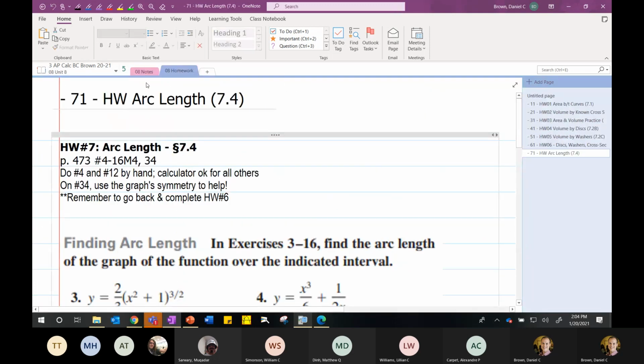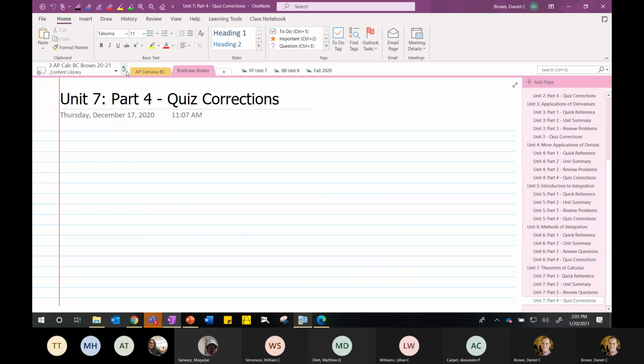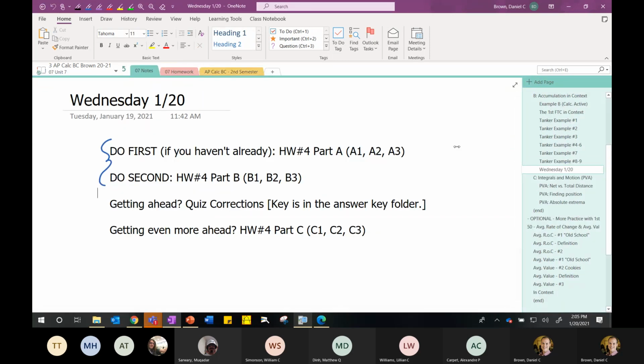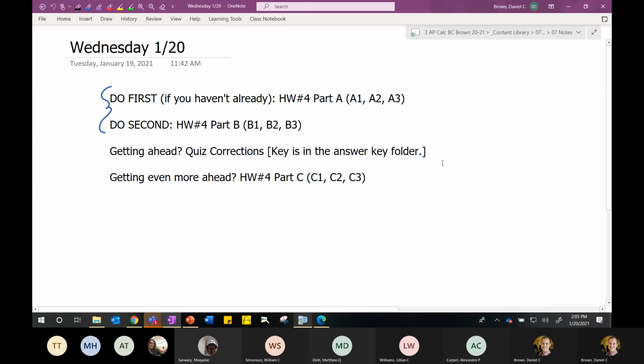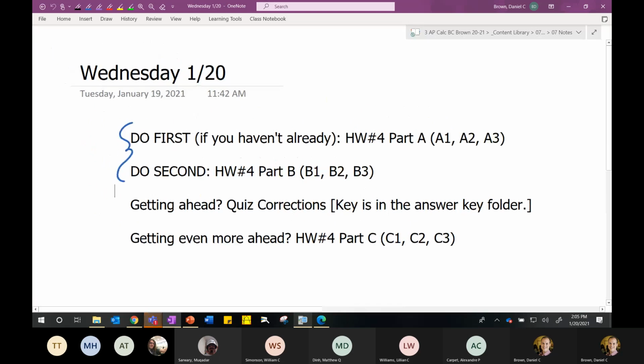The assignment that I want you working on is to continue working on the homework. First thing that I want you to do is, of course, homework 4 part A. That's going to be the basics. You really can't do the word problems until you get the basics down. Second, I want you to go ahead and work on part B, and that's where you're going to find the free responses.